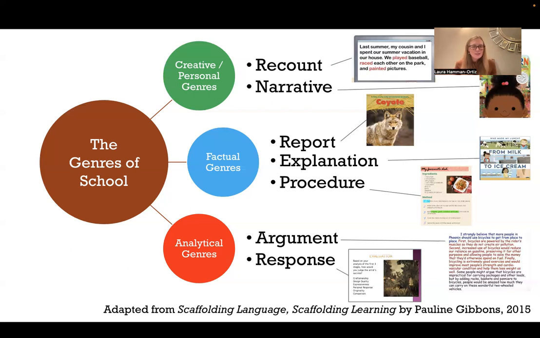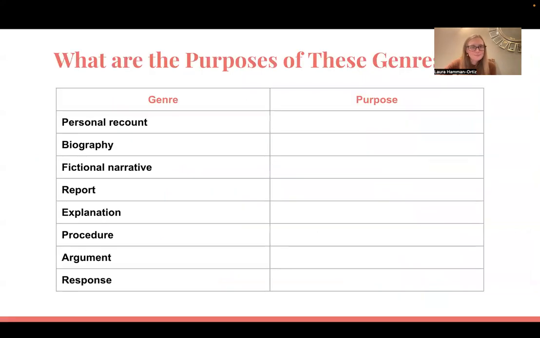So these are some of the examples of the genres that you might encounter at school. And it's important, again, to think about from a functional perspective, it's all about the purpose, right? Why are we writing this? And then we start to think about the way it's organized and the different language features that enable it to accomplish its purpose.